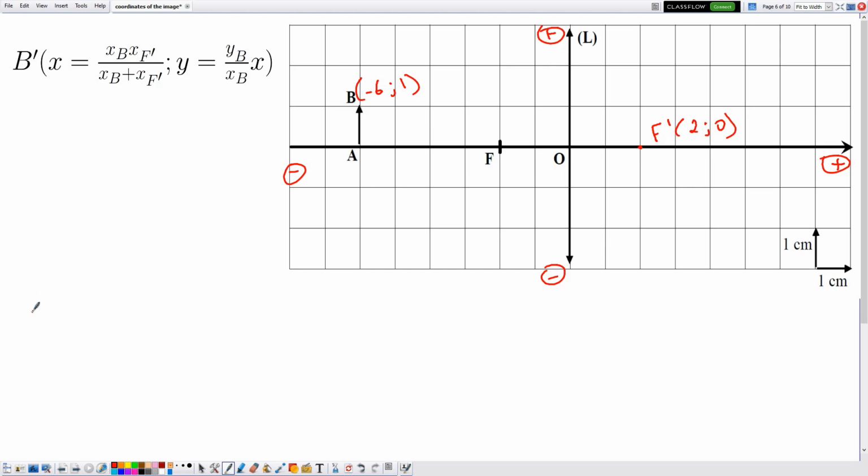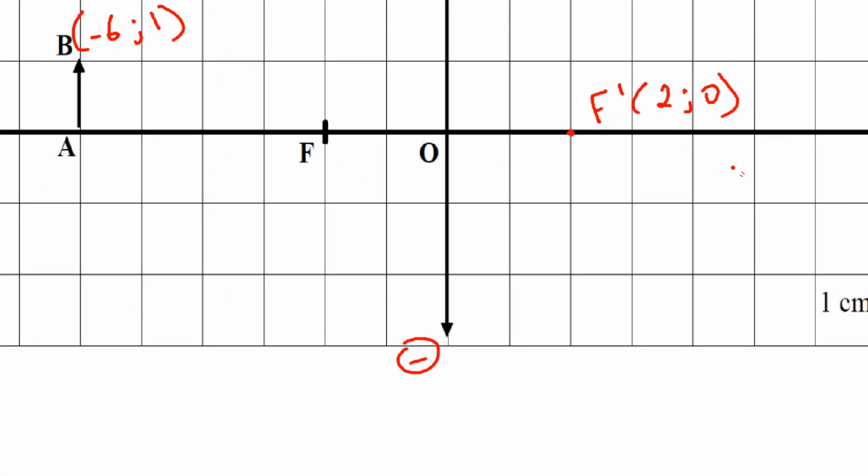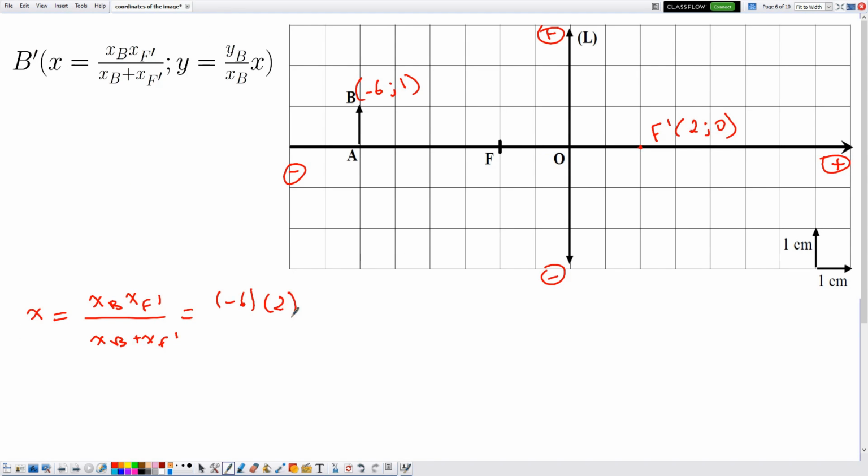Okay. So now the value of x is given by xB multiplied by xF prime divided by xB plus xF prime. So the value of xB is given by minus 6. The value of xF prime is 2. So minus 6 plus 2, this will give us minus 12 divided by minus 4. So x is equal to 3.